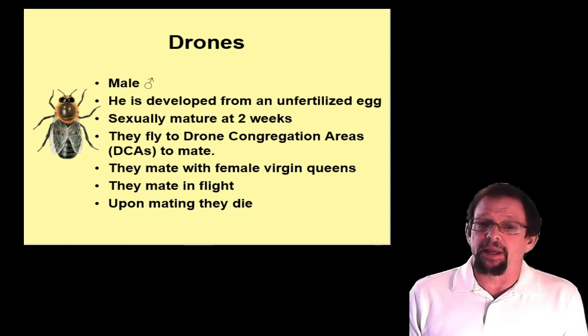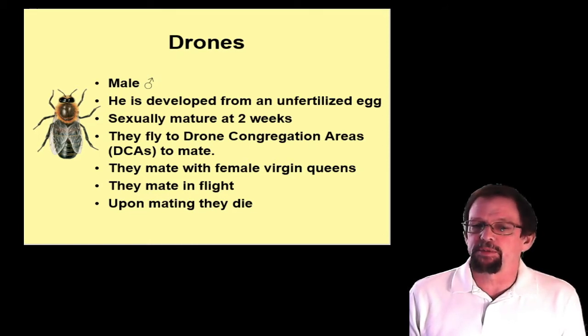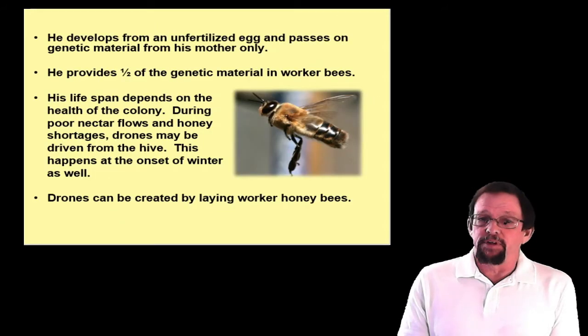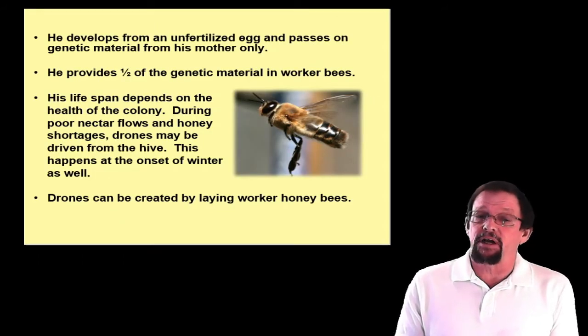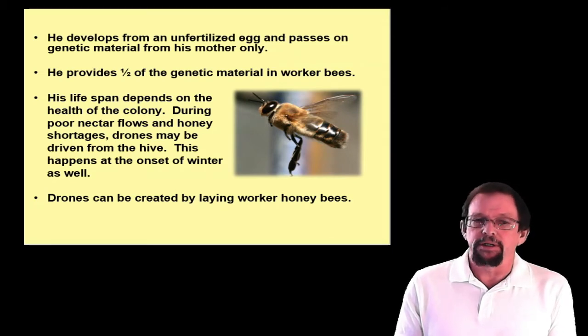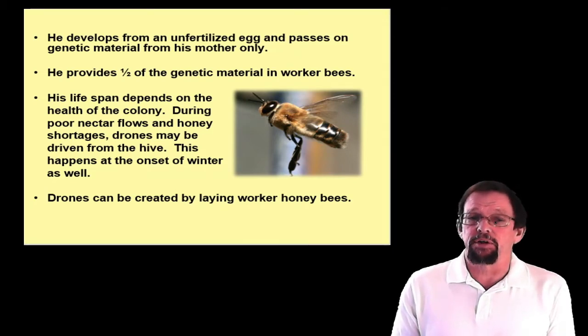Next we have drones. They are male and they are developed from an unfertilized egg. They are sexually mature 2 weeks after they emerge. Once they've matured sexually, they fly to a drone congregation area to mate with virgin queens on their nuptial flight. Upon mating, they die. He develops from an unfertilized egg and passes on the genetic material from his mother only.